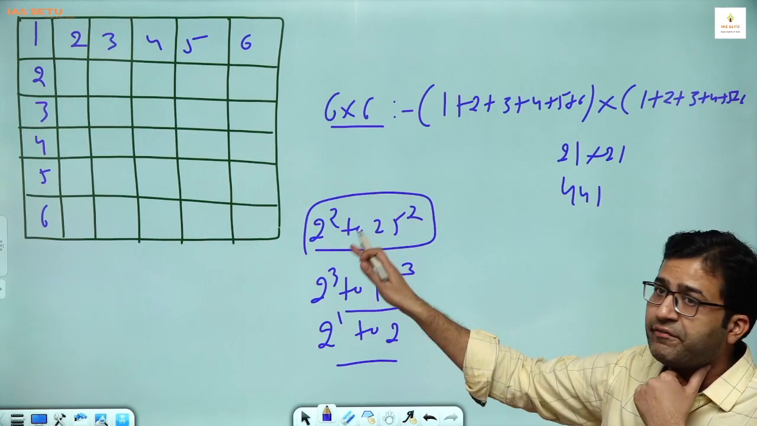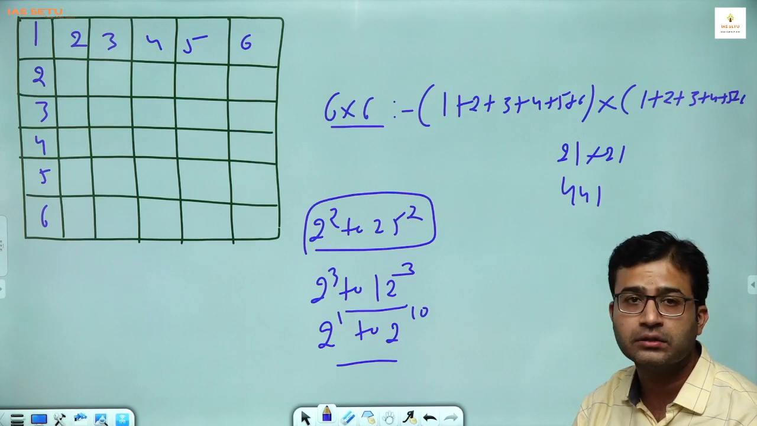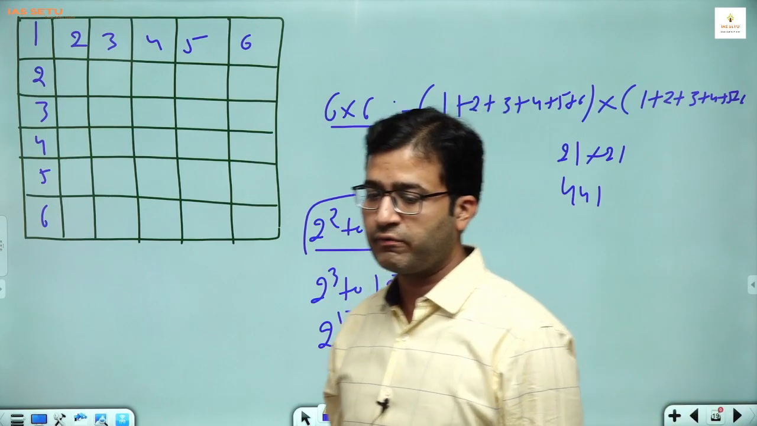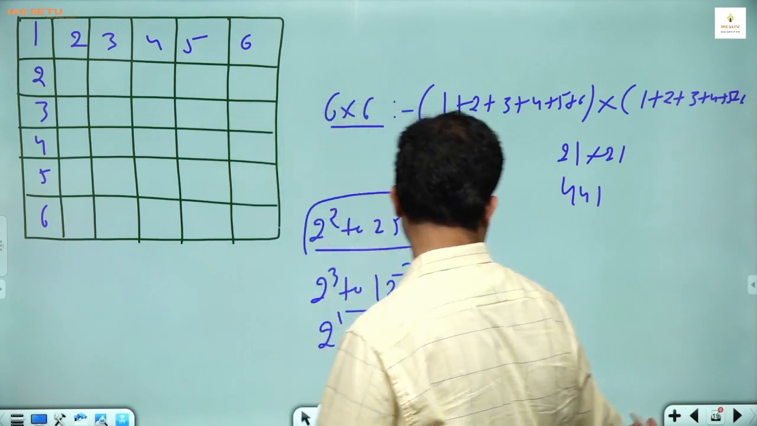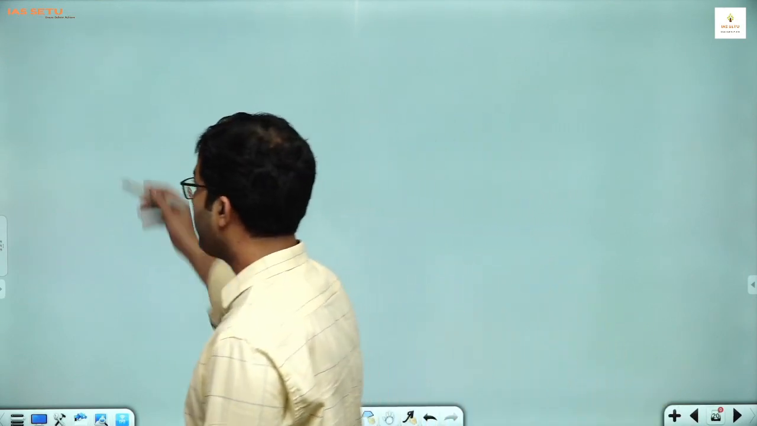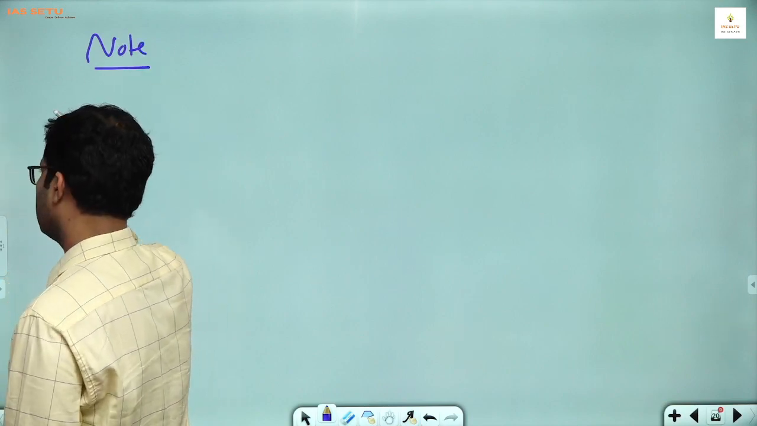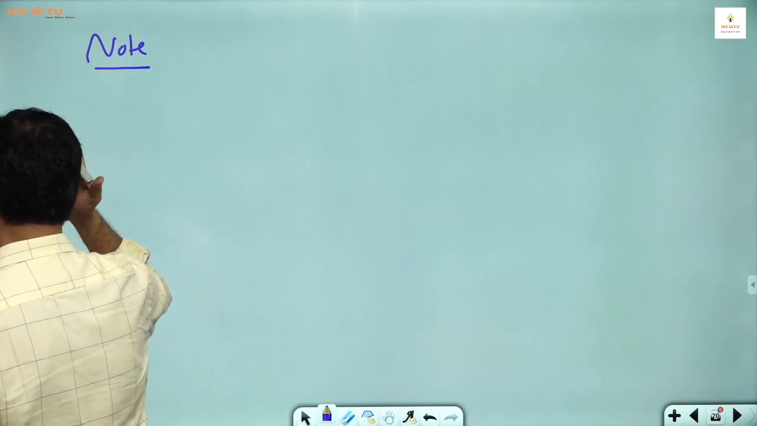So this is type 1 in case of rectangle. 1 plus 2 plus 3 up to n into second bracket start 1 plus 2 plus 3 up to n. You put a note, because I take one miscellaneous question, थोड़ा सा lengthy ले लेता हूँ.